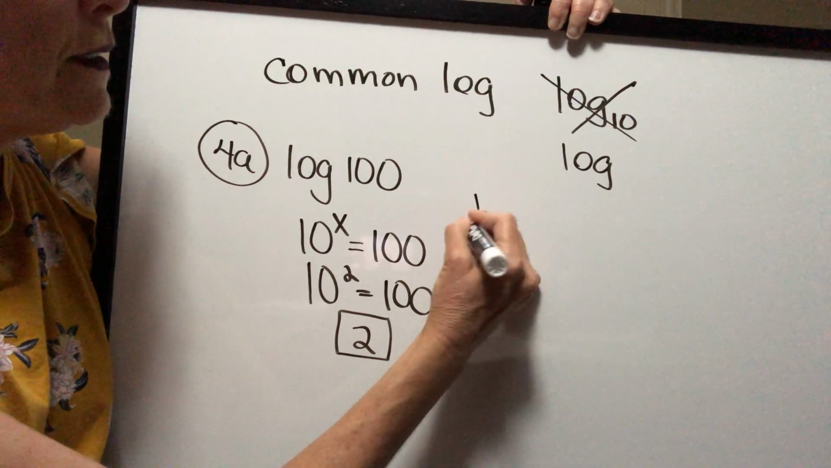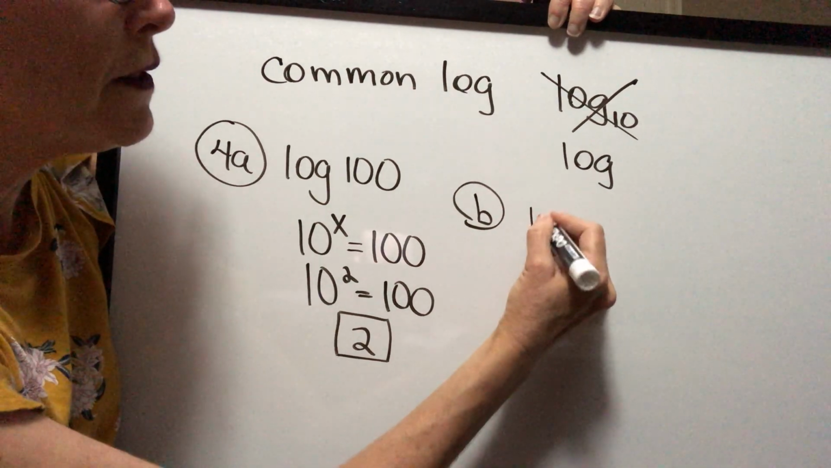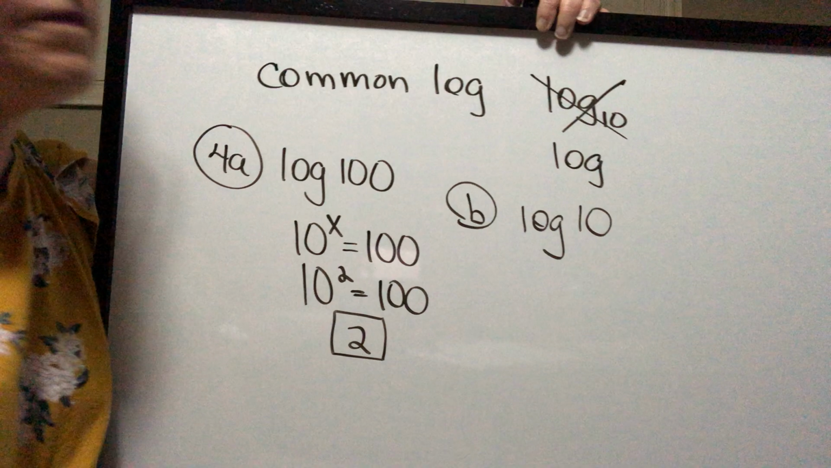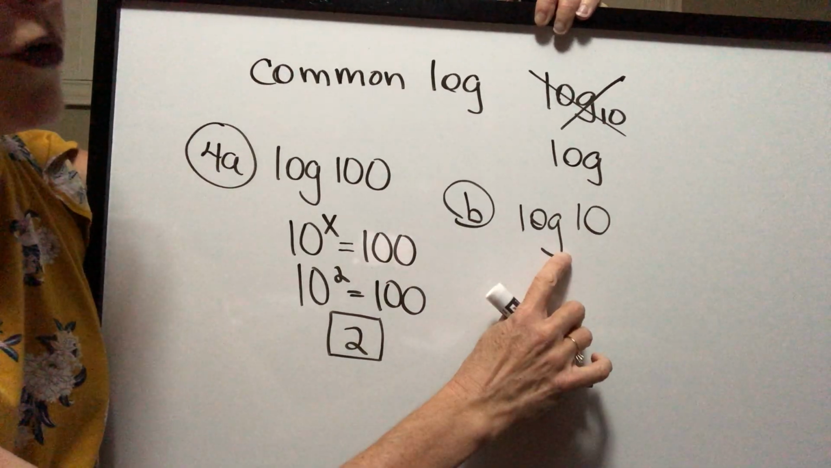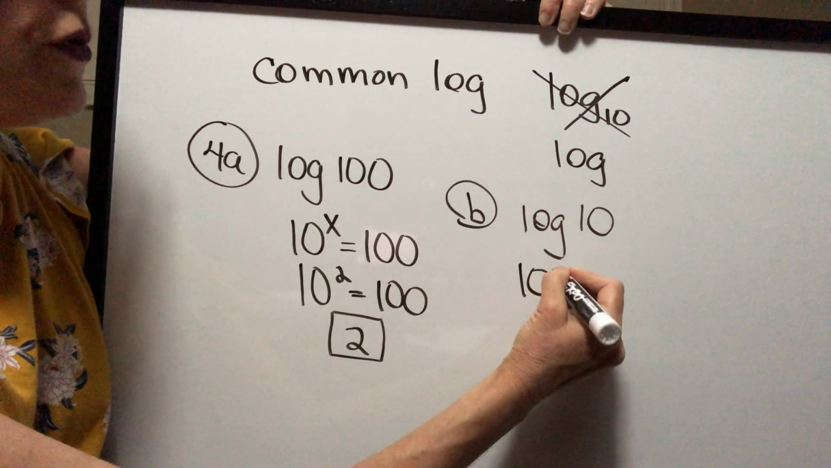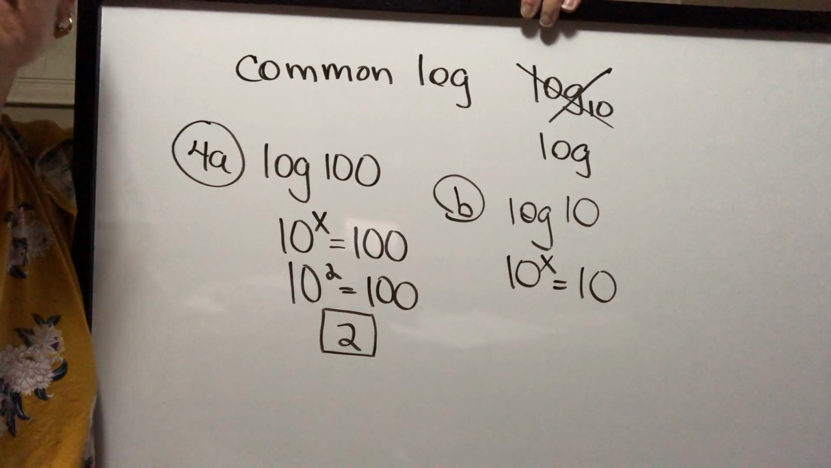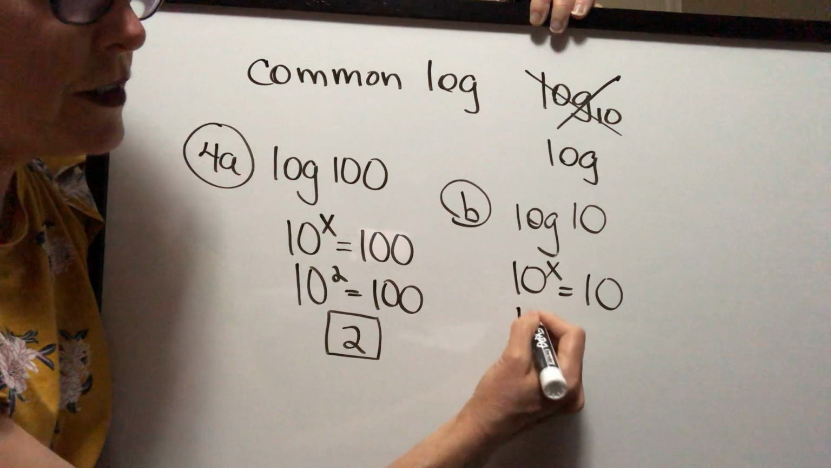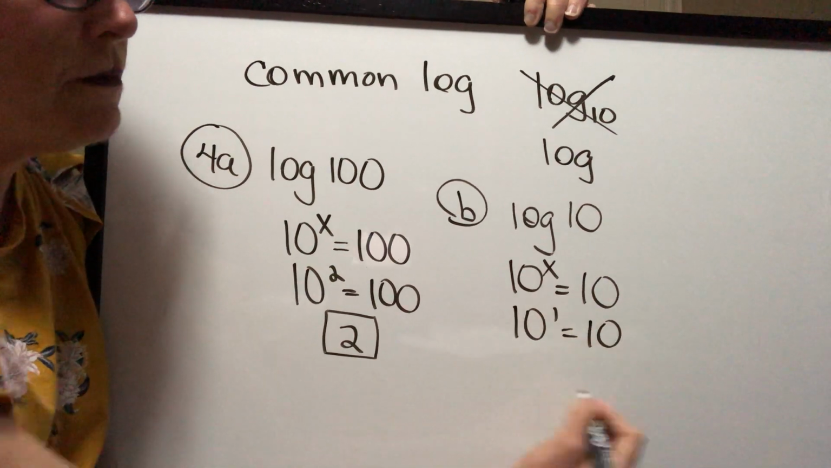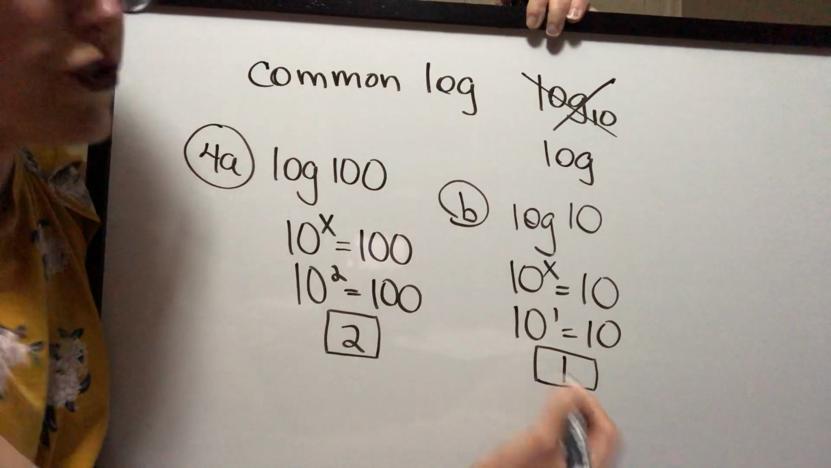How about b? b is the log of 10. If there's no base, remember that's a 10. So we're trying to think of what power of 10 would give us 10. Well, 10 to the first power is 10. So that means our answer is just 1.